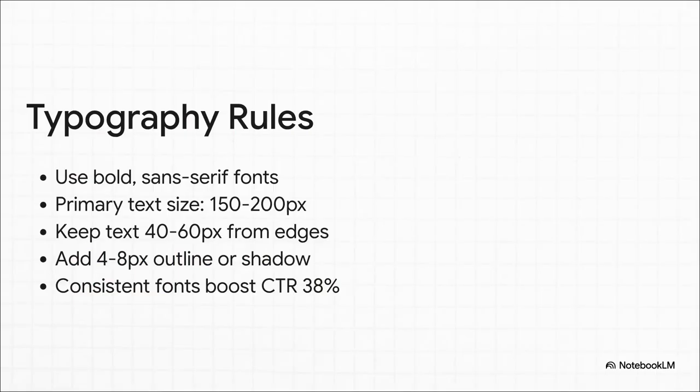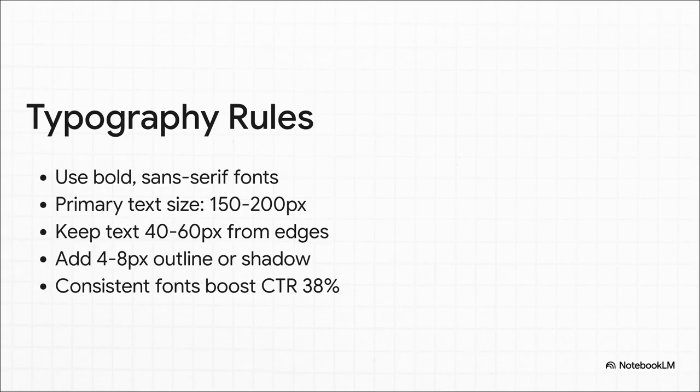So physically, what should this text look like? The rules for mobile typography are honestly pretty rigid. You want to use bold sans serif fonts. Think Impact, Bebas Neue, or Montserrat. Size-wise, your primary text needs to be massive, usually between 150 and 200 pixels. Also, make sure to keep the text 40 to 60 pixels away from the edges so it doesn't get completely covered up by the platform's video timestamps.